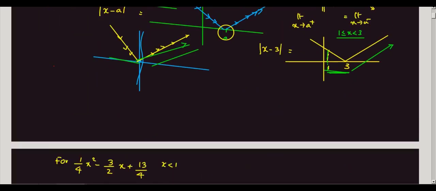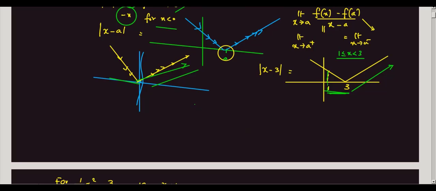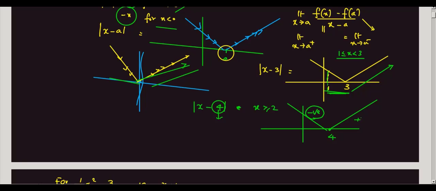So for example, I have the mod of x minus 4 for x greater than or equal to 2. That implies you have a corner at the point 4. This is the modulus function. Below 4, less than 4, you have a negative function, a negative slope. Above 4, you have a positive slope. At this point you have a negative slope and a positive slope.